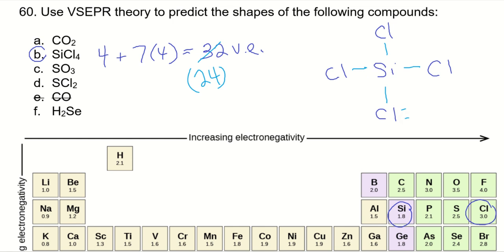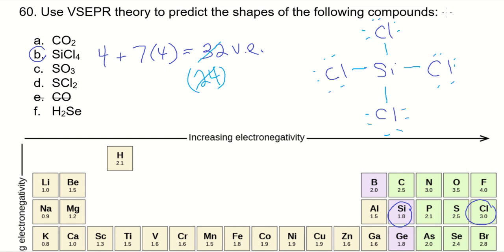Let's give the terminal atoms an octet. Each of the chlorines already has 2 in the bonding pair, so they would each like 6 more to achieve the octet. And that's going to use up the remaining 24 valence electrons. So here's your Lewis structure for silicon tetrachloride.